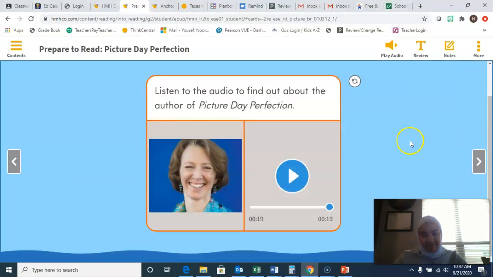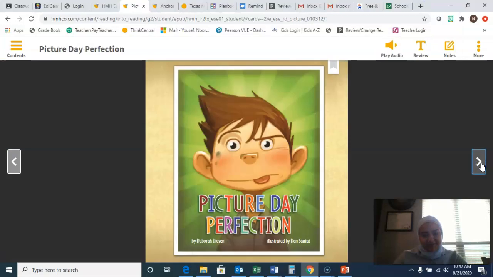All right, very good. Picture Day Perfection. Let's look at the picture real quickly. What is the boy doing in the picture? Do you think maybe today it was picture day in the school? Look, he has his tongue out. His hair looks kind of silly. He has a silly face going on. Maybe he was trying to do a perfect picture. I don't know. Let's see. Let's use prior knowledge to predict what the story will be about.